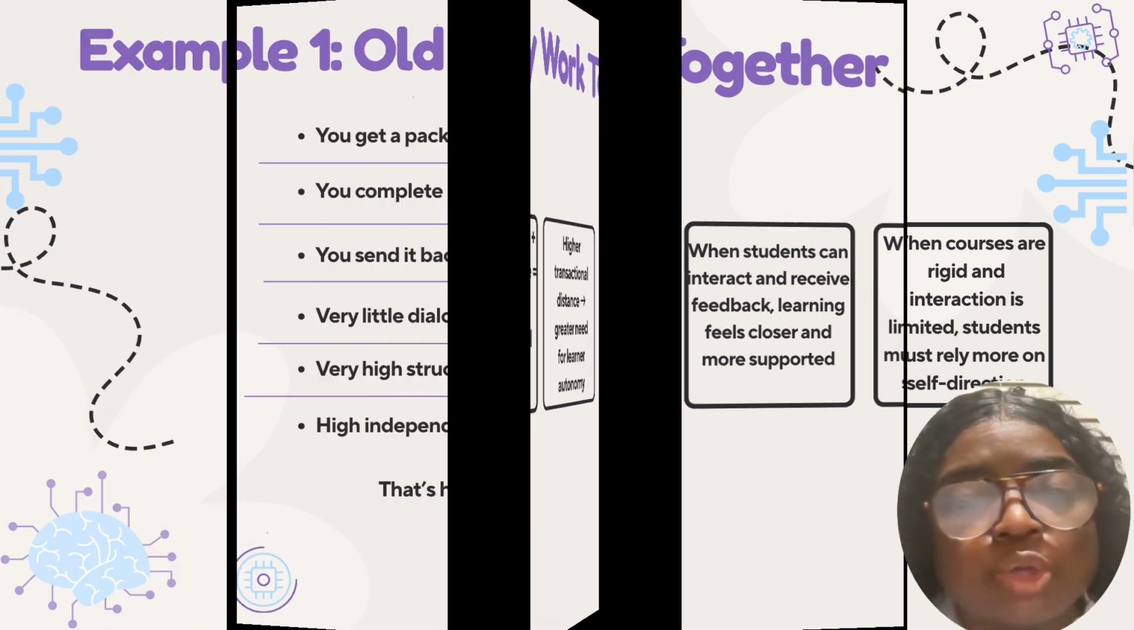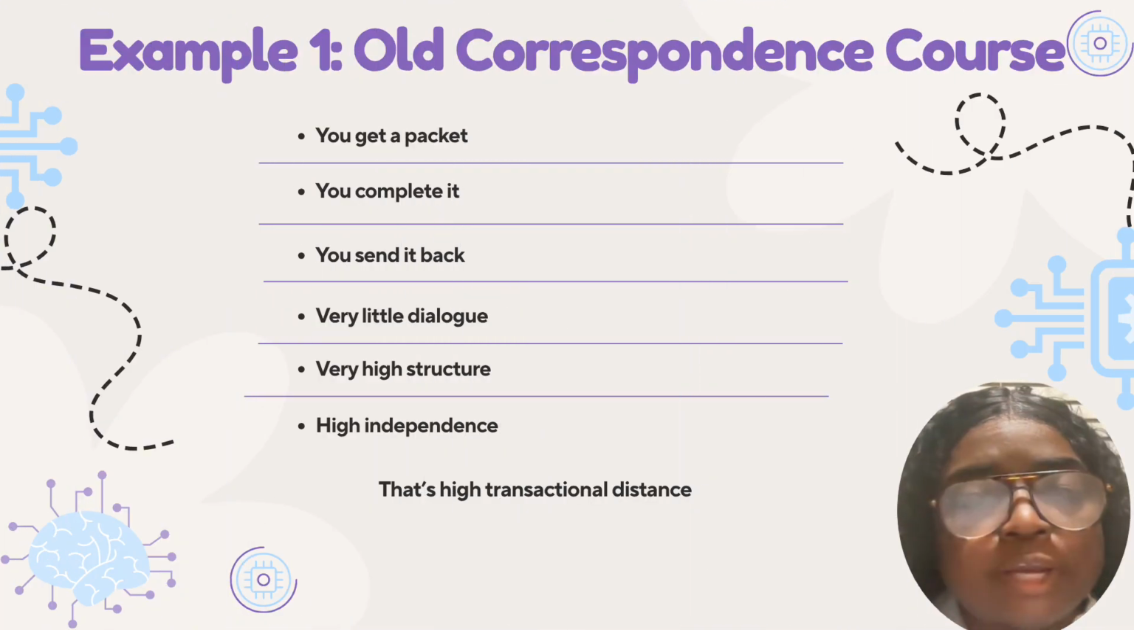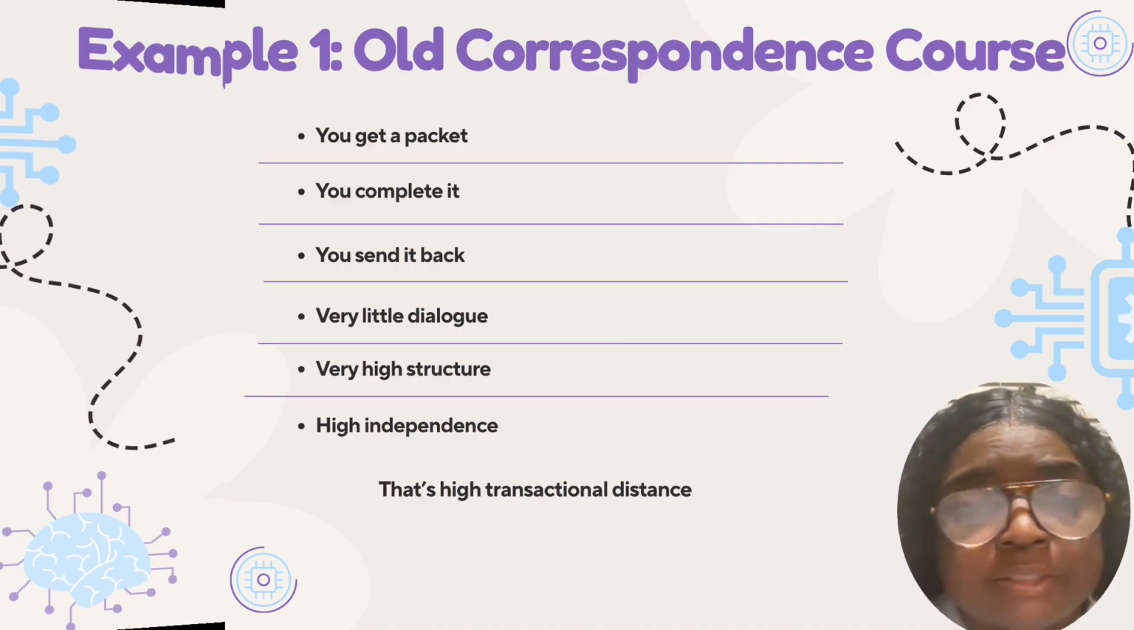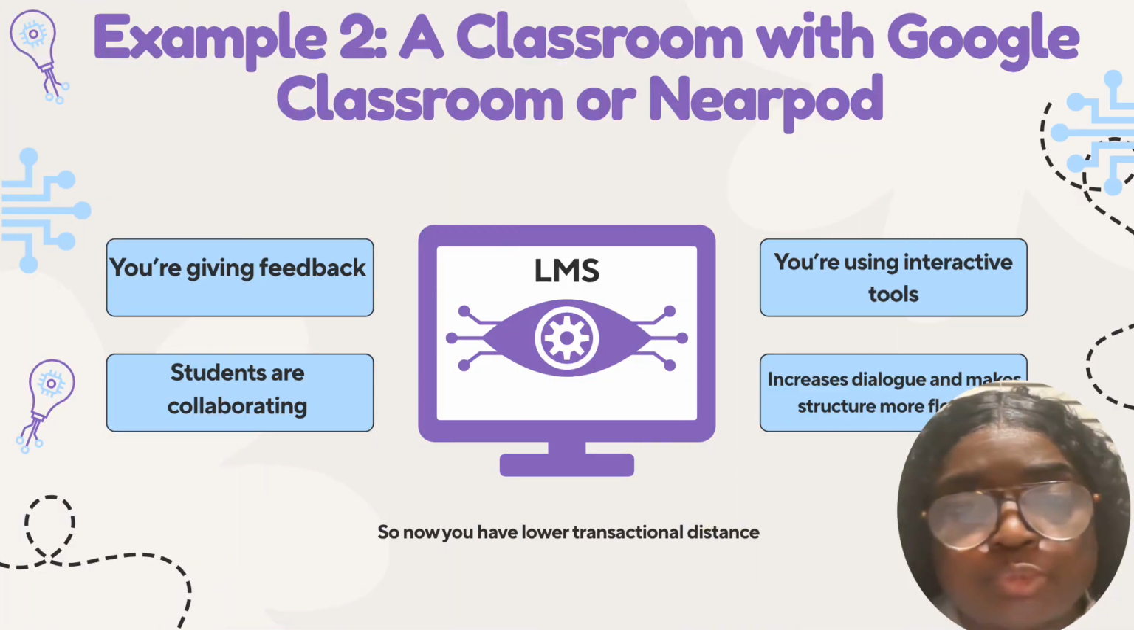One example is old correspondence courses. Think about learning through the mail. You get a packet, you complete it, you send it back. There's very little dialogue, very high structure, and high independence. That's high transactional distance. The next example is a classroom with Google Classroom and/or Nearpod.